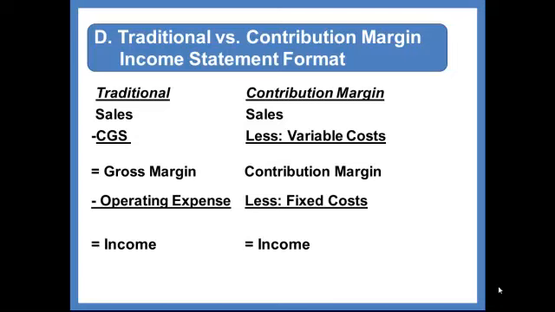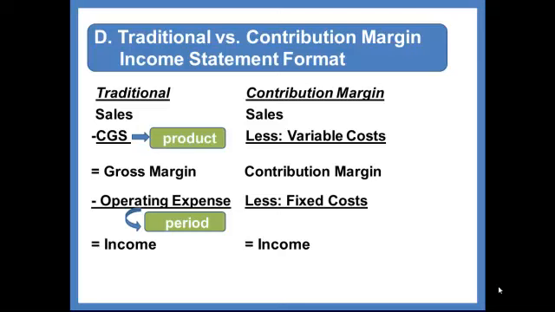Now let's look at the two financial statement formats side by side. In your first accounting course, you learned the traditional format: sales minus cost of goods sold equal gross margin minus operating expenses is equal to income. You will note, though, that the cost of goods sold is made up entirely of product costs, and the operating expenses are made up of period costs. They would be your selling and administrative expenses. So this traditional format emphasizes the product period distinction.